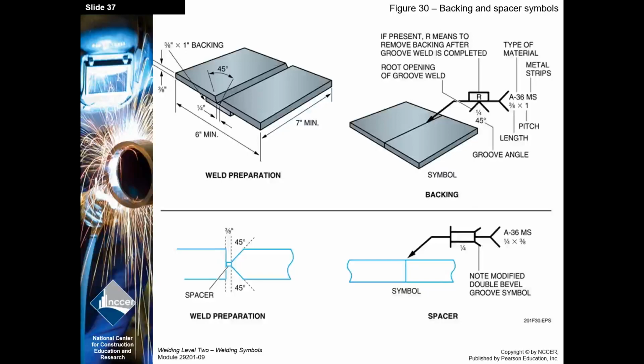Just showing you a basic backer strip test and what that might look like if we symboled it out. Now here in the tail, they're indicating the base metal, A36 mild. A36 metal strips, 3/8 by 1 inch. So there you go: 1/4 inch wide opening, 45-degree groove, so we're going to have to go 22.5 on each of those. We're going to put a backing strip on there, and then remove it when we're done welding.